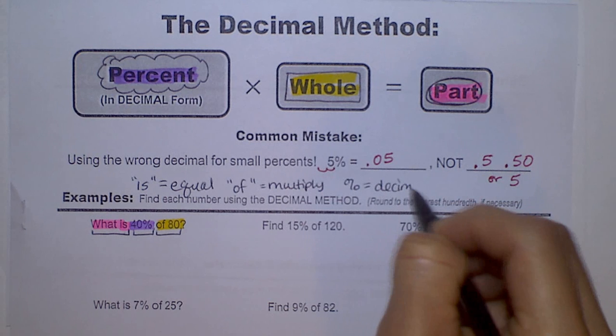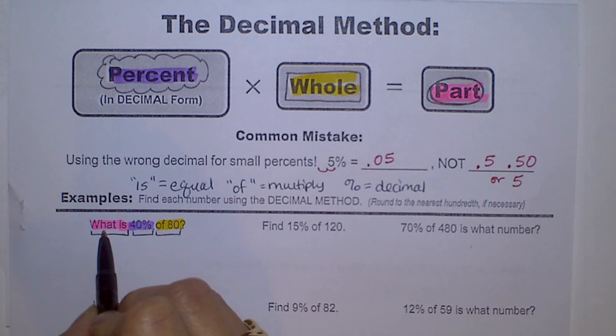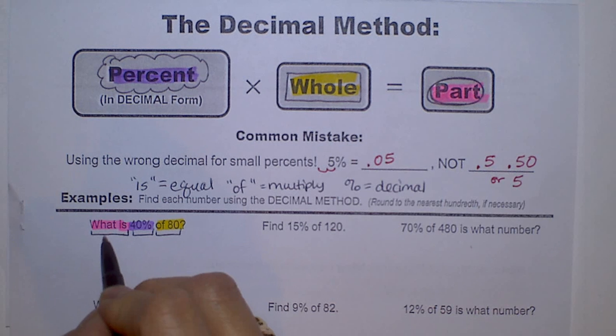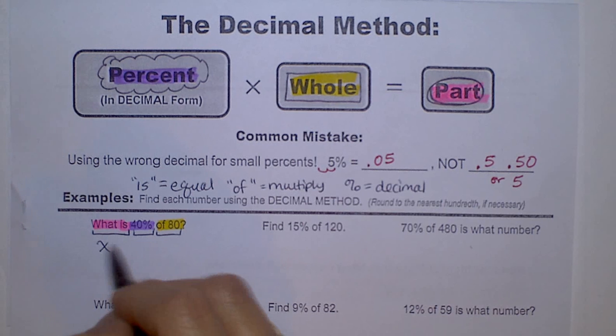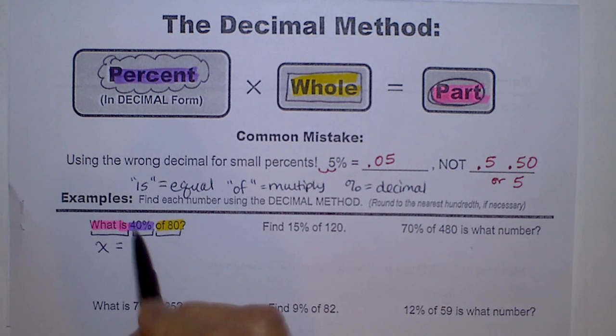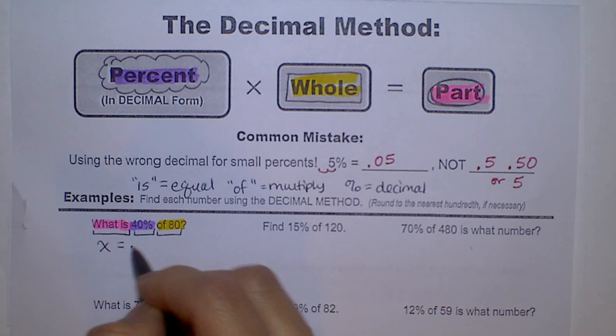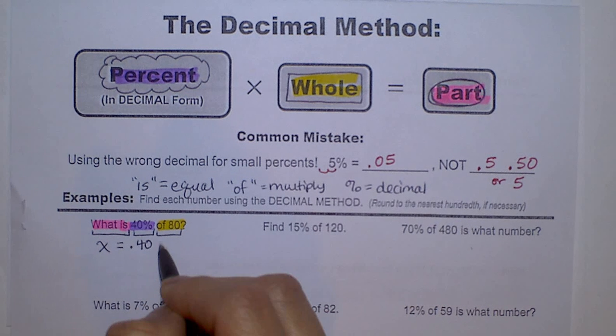So here's what the first example is going to look like. What, in math, when we have a question, that's typically what we're looking for. So an x. So x equals, so the word is means equals, 40%, don't forget, as a decimal, so 0.40, and of means times 80.